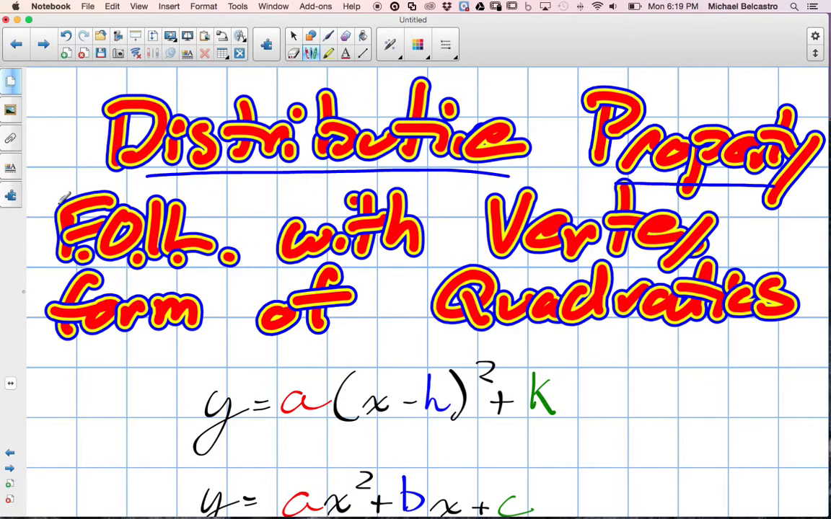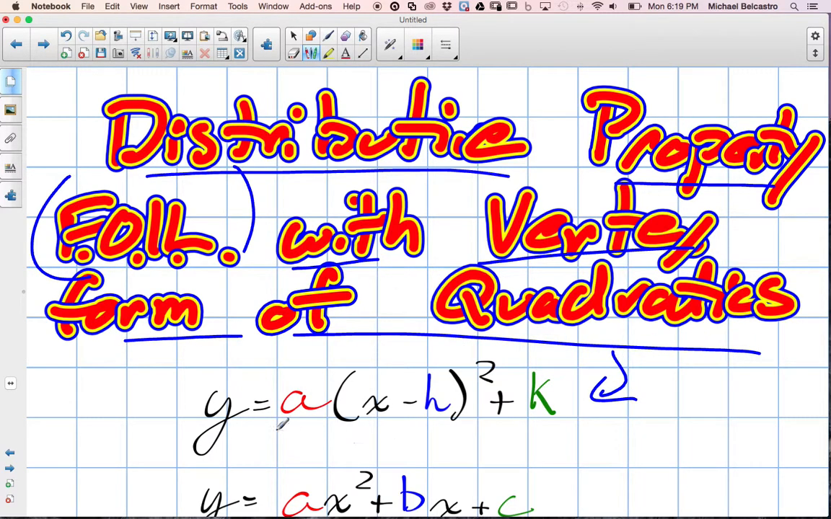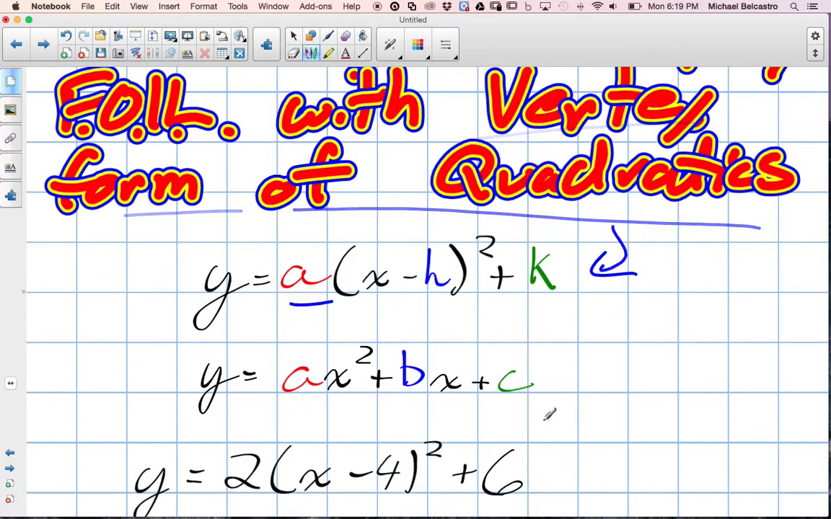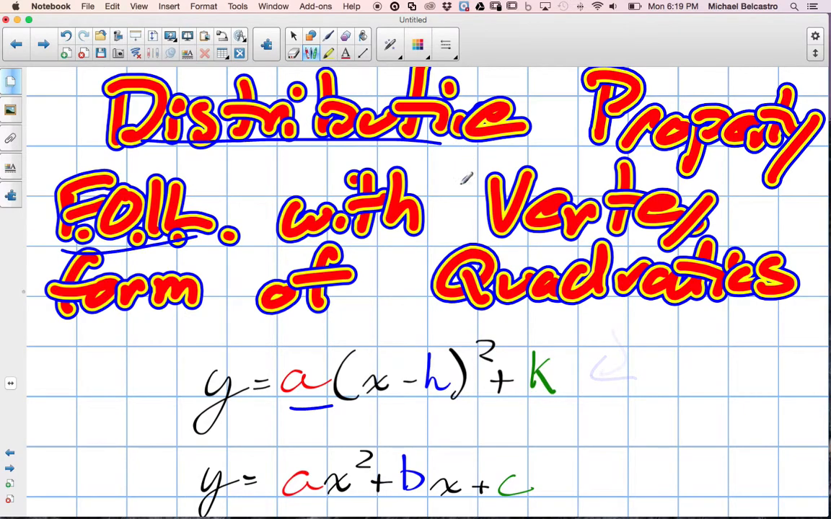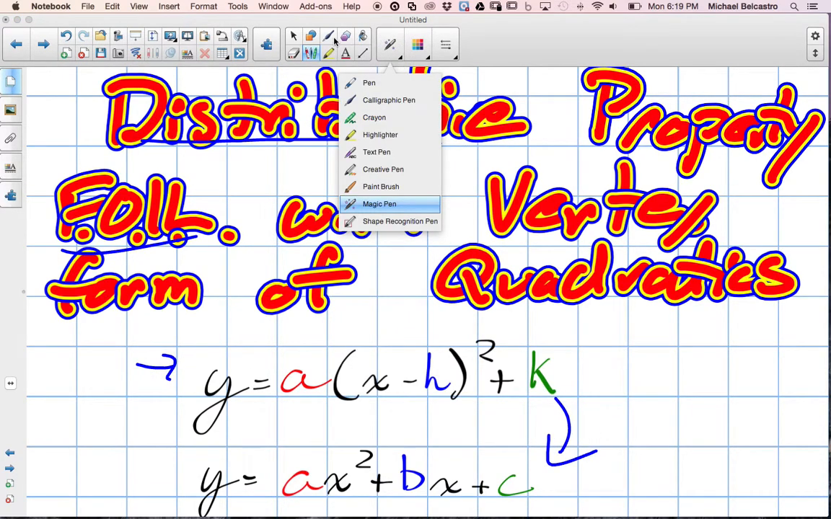Distributive property, FOIL. And again, we have a long title. This time we're going to focus on the vertex form of a quadratic. So here's our vertex form: y equals a bracket x minus h bracket squared plus k. And the reason we would use FOIL or distributive property in vertex form is to go from vertex to standard. So let's kind of write those out.